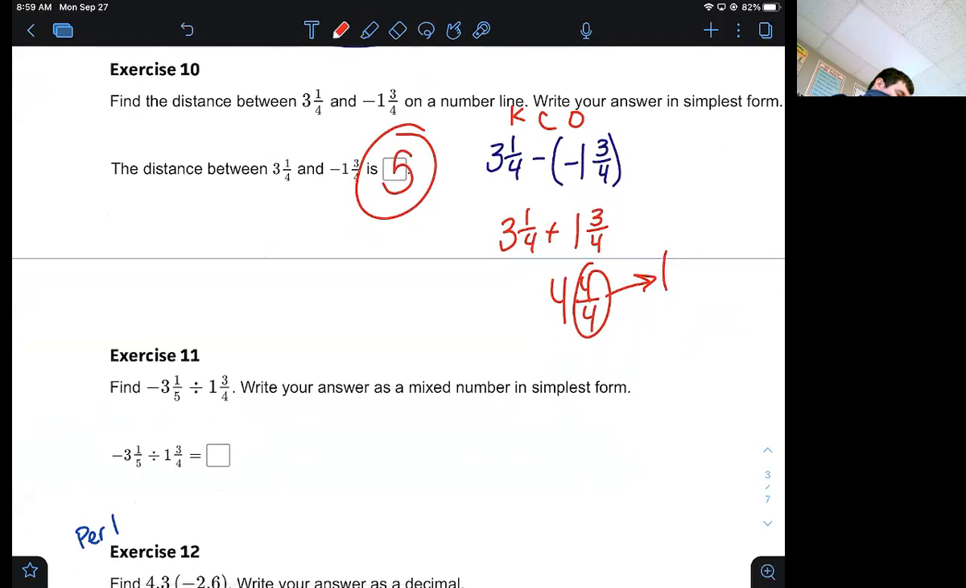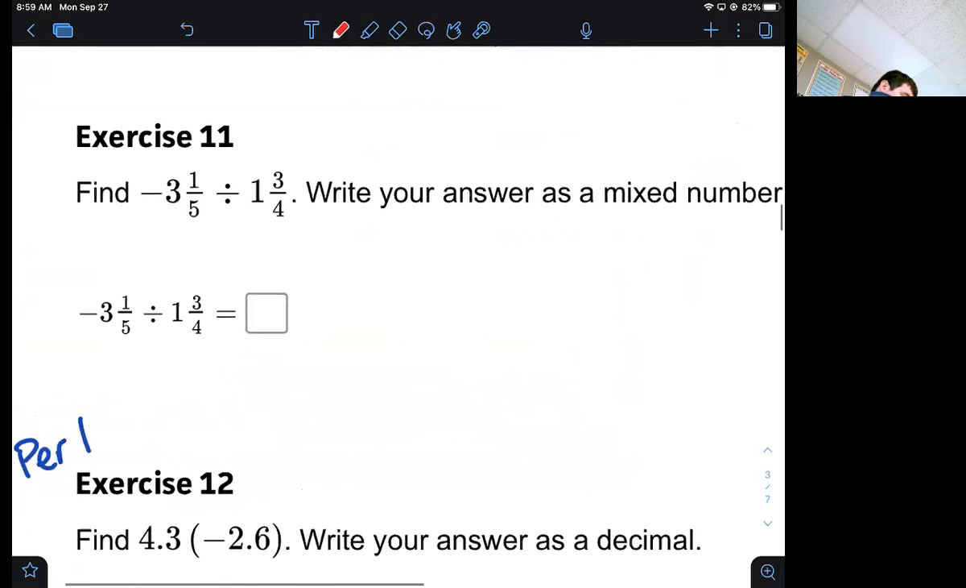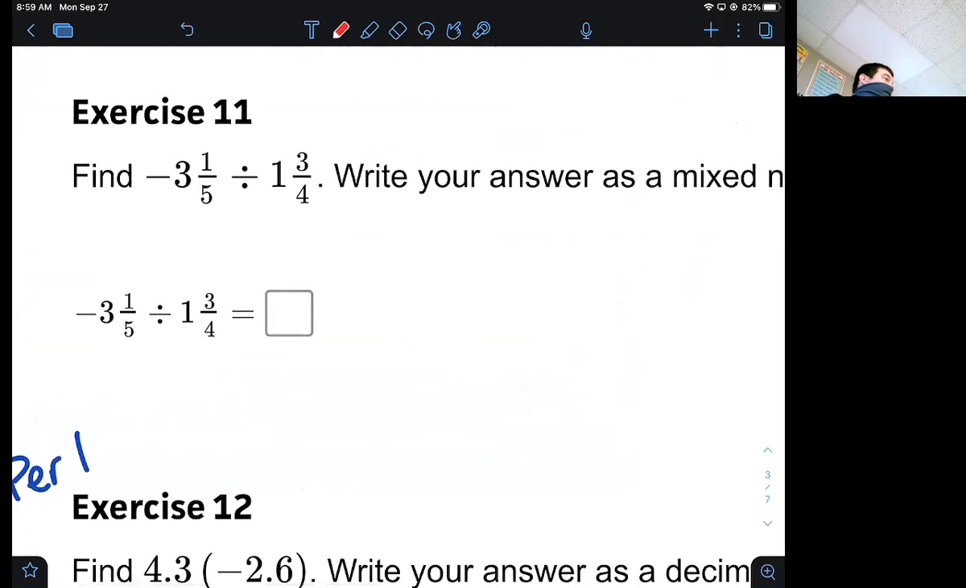Number 11. Number 11 is a keep change flip problem, but before I flip anything, we better convert them to improper fractions. Aiden?